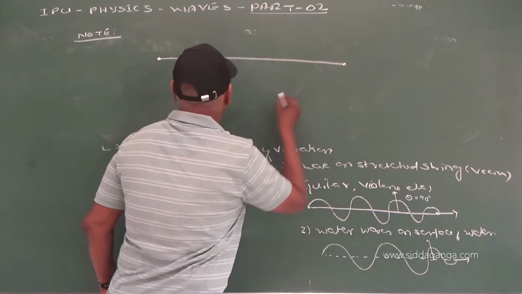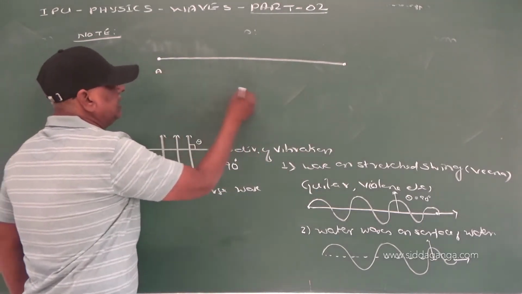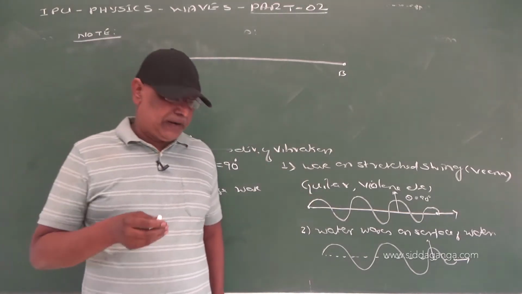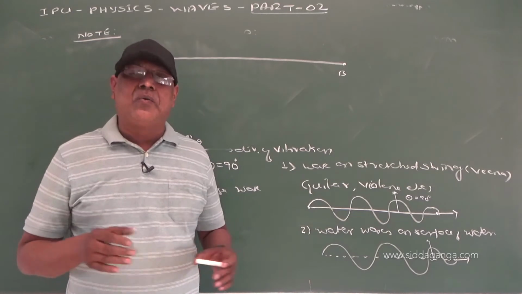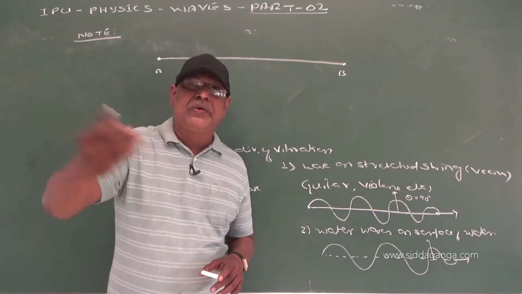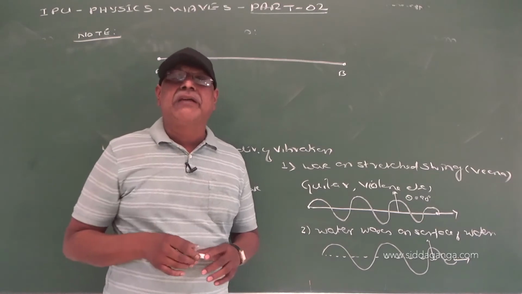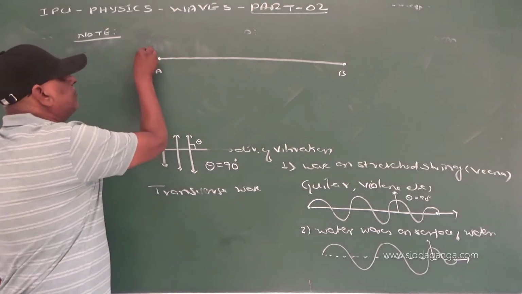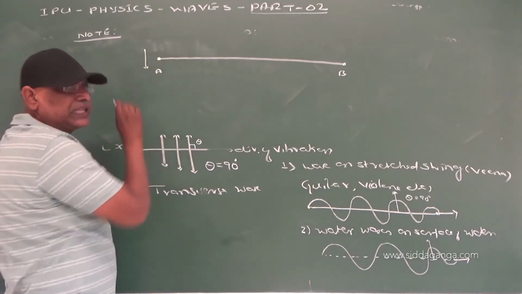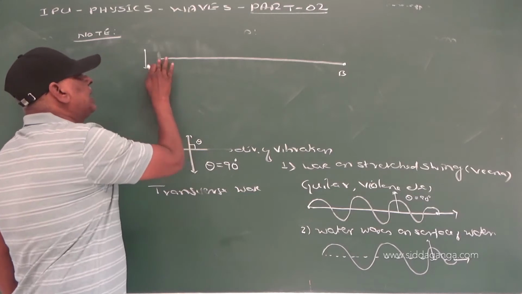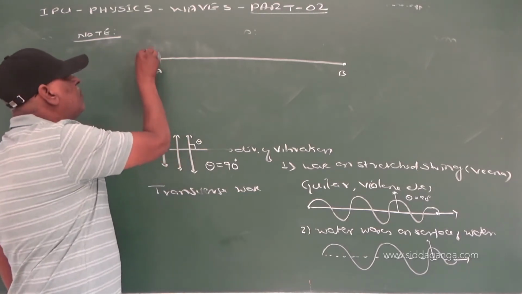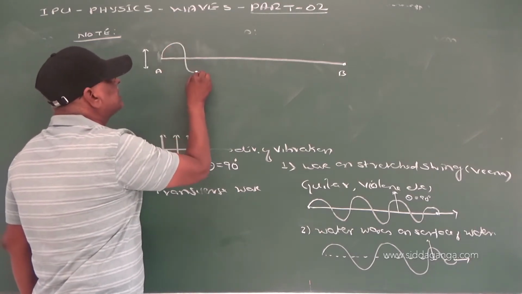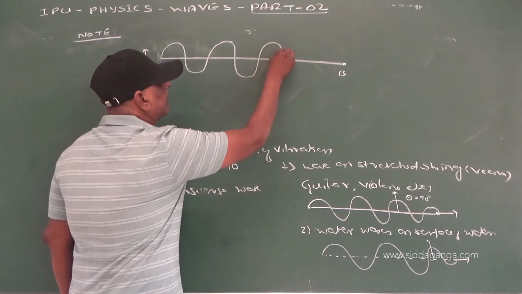Now we will take a string which is stretched between 2 points, rigidly stretched. As you see, the string on instruments like guitar, veena, violin, or when you come to the laboratory, you see a device called a sonometer. Now, when it is plucked at this point and moved up and down, a transverse wave is generated on the string.